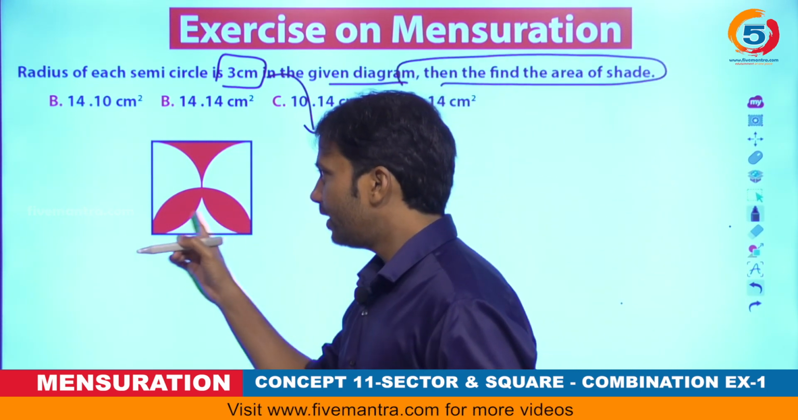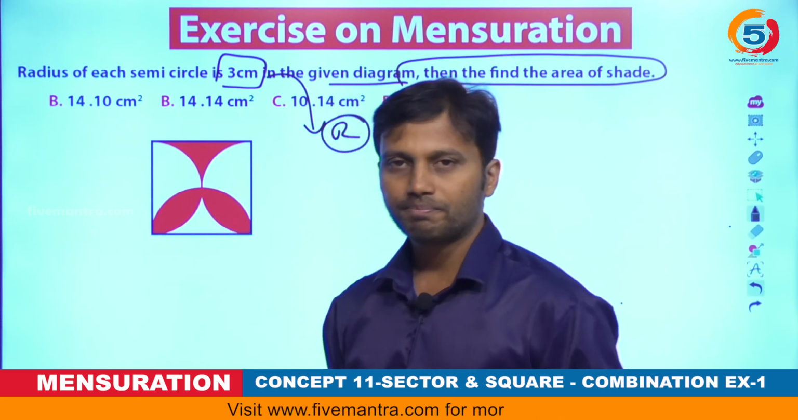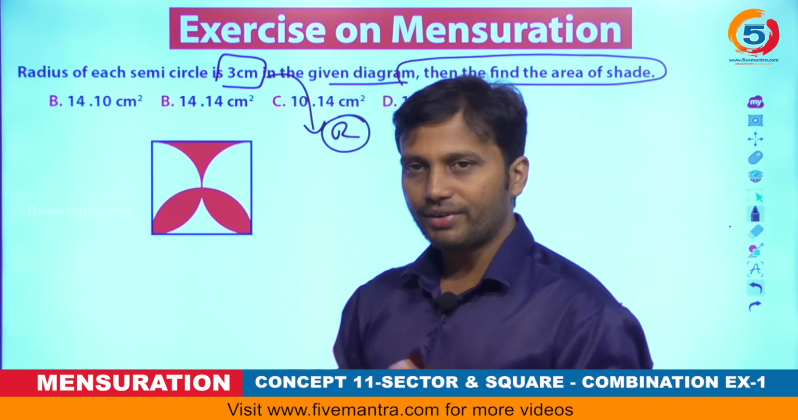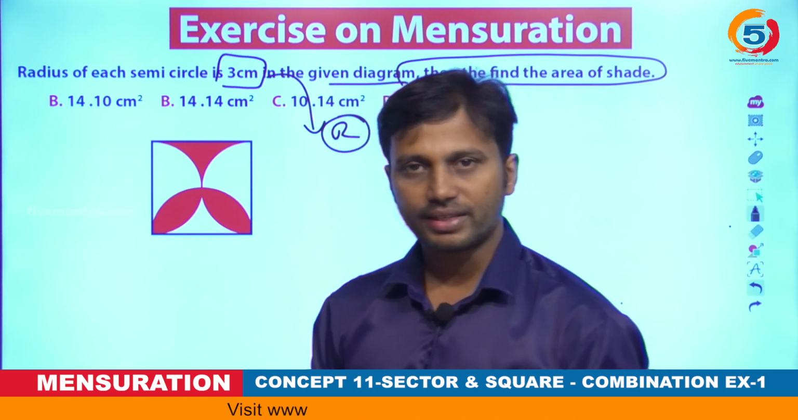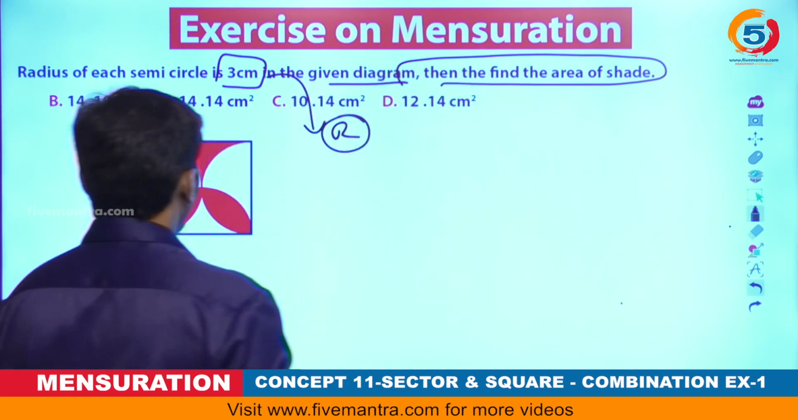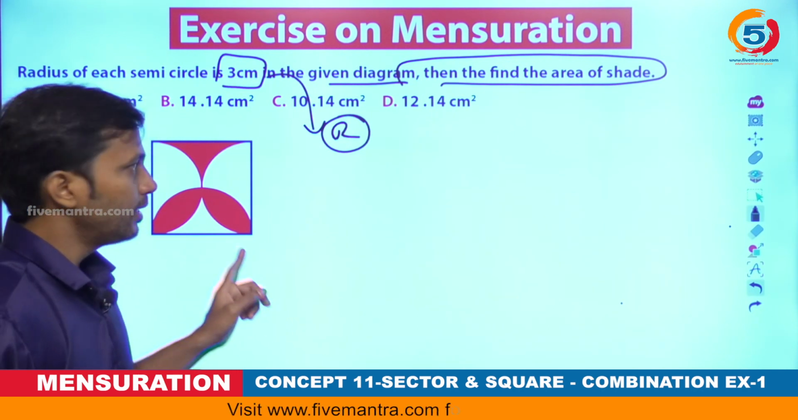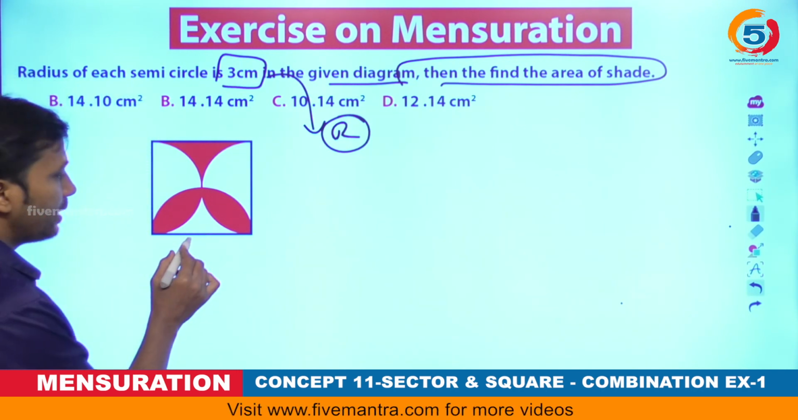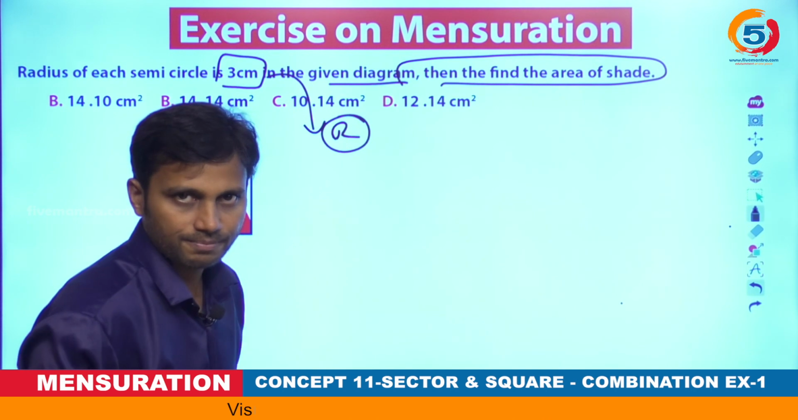Here again the shade is given in a different type, and we have already analyzed this problem previously, so we can do this. How do we have to do it? Let us see. Just look at this, boys. Here we are given the radius of each semicircle.